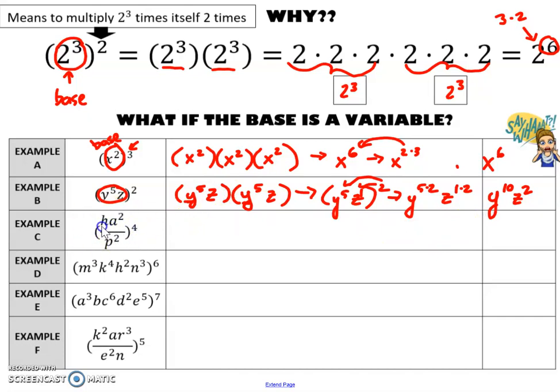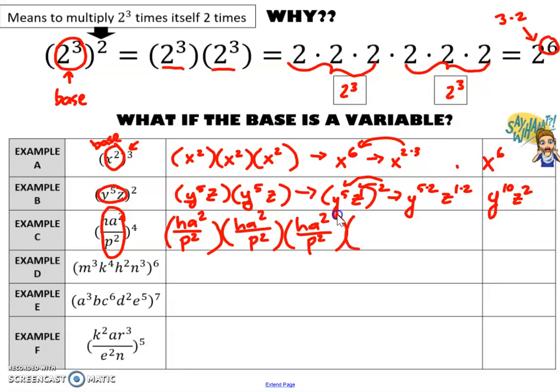Okay, so h times a squared divided by p squared to the 4th. Okay, I'm going to expand it just because I want you to see this with division really quick. So I'm taking that whole inner term. This whole thing is my base right now, okay? And it says multiply that times itself 4 times, right?